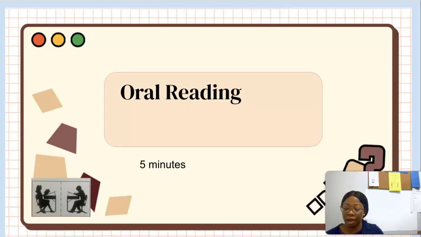Okay, so we can put up our one-page readers. Put up your one-page reader. All right, and we're going to move to our oral reading. Today we're going to look at a story about elephants. Yesterday, we talked about zoo animals. And just a quick recap of that.